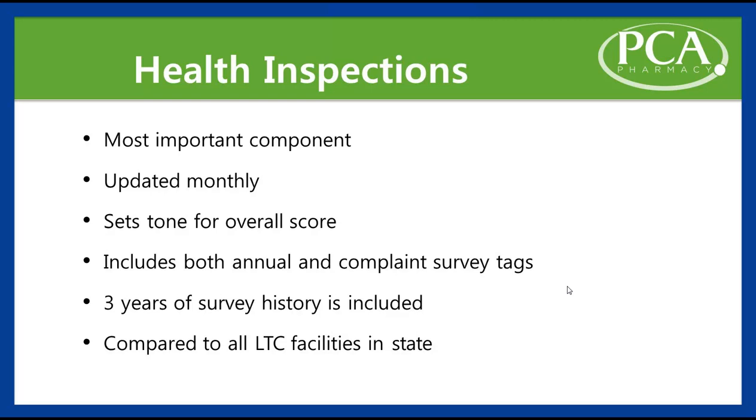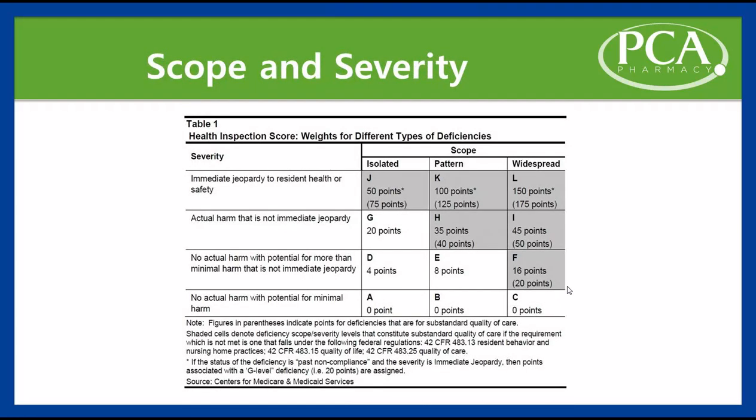They include data from the 3 most current annual surveys and any complaint surveys that have been done in the last 36 months. And it will also include repeat visits to verify corrections have been made. They use this table to codify the severity and scope of any deficiencies that are found. Points are assigned to deficiencies that are found on the annual and the complaint surveys.